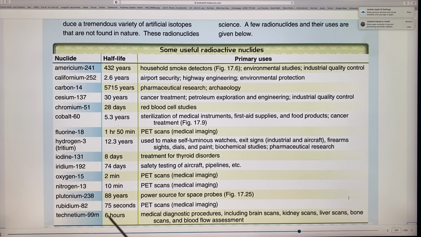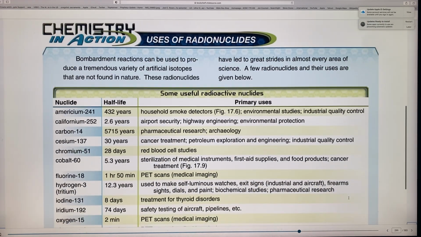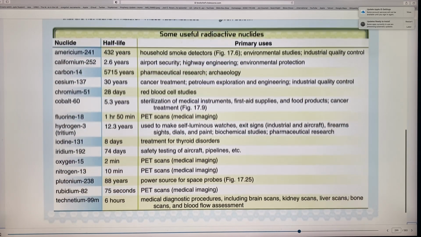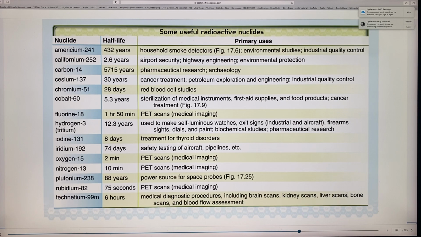So these are the half-lives. And PET scans use oxygen, nitrogen, and rubidium. All these are also used for testing of aircraft and pipelines. So you can see some useful radioactive nuclides. Bombardment reactions can be used to produce a tremendous variety of artificial isotopes that are not found in nature. These radionuclides have led to great studies in almost every area of science. A few new radionuclides and their uses are given below. So here they are, used for good uses.